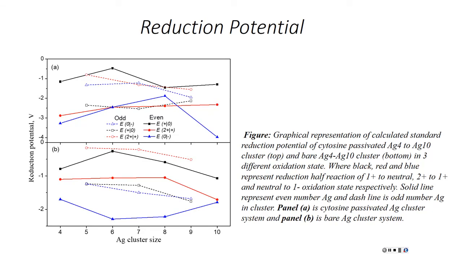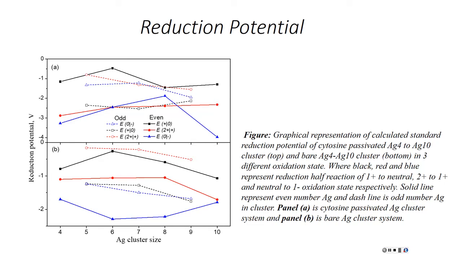I put the odd and even separately because silver has an alternating effect with the number of silver atoms, because the spin is changing from doublet to singlet. So your even number particles with positive charge behave similarly to the odd number particles with neutral charge, and vice versa. Another two lines are red. The red one is the reduction potential from +2 to 0. I consider three different reduction reactions: from +1 to 0, 0 to -1.